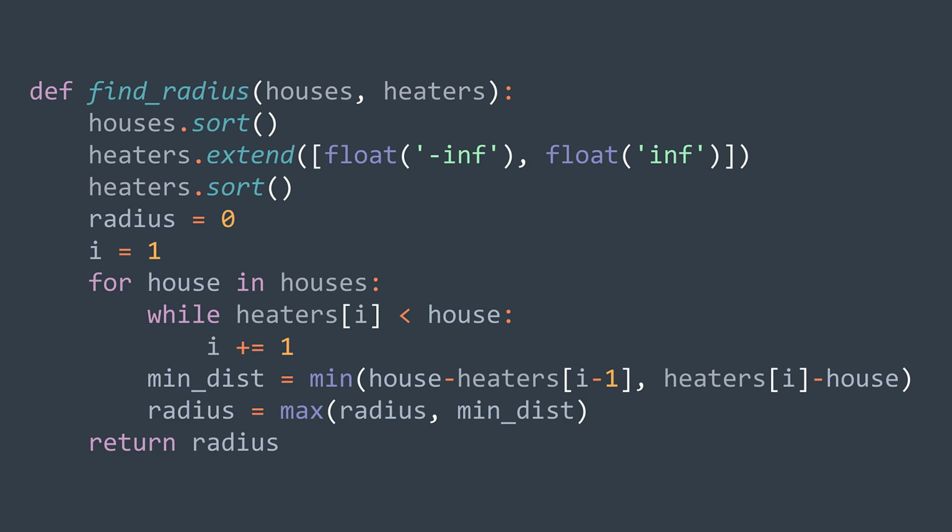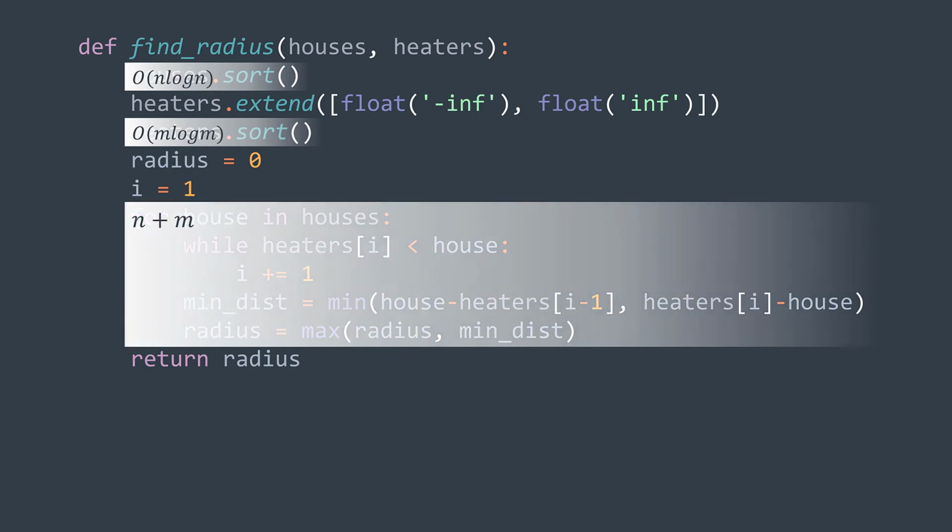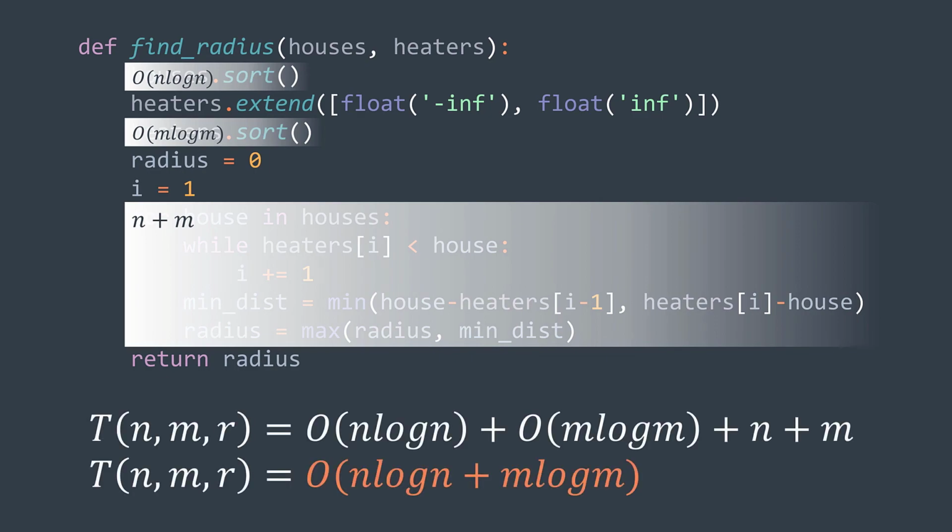For the time complexity, we have n log n to sort houses and m log m to sort heaters. And for the loops, even if we have nested loops, the inner loop won't always do the same number of iterations. We just know that in total, the inner loop will do at most m iterations because each heater is traversed once. Plus n iterations to traverse the houses, we get m plus n for the loops. In total, we have n log n plus m log m plus n plus m. It gives a time complexity of O of n log n plus m log m. And for the space complexity, it depends on the space complexity of the sorting function.